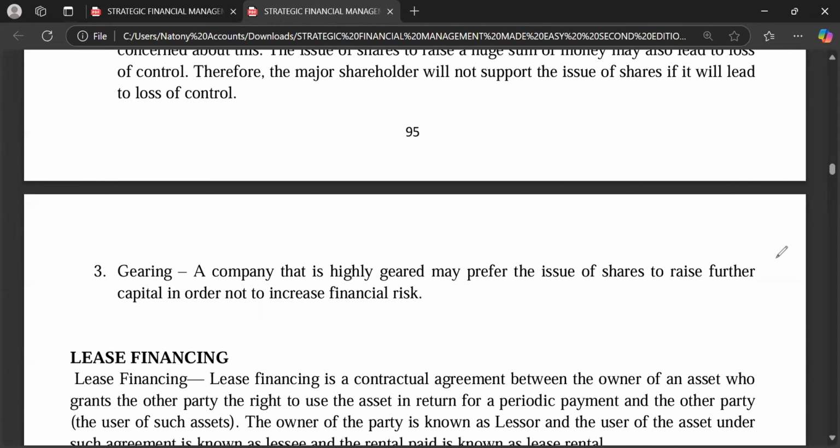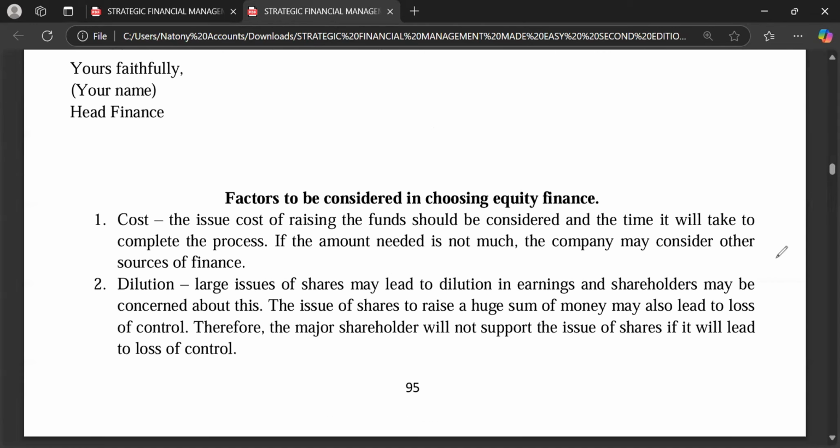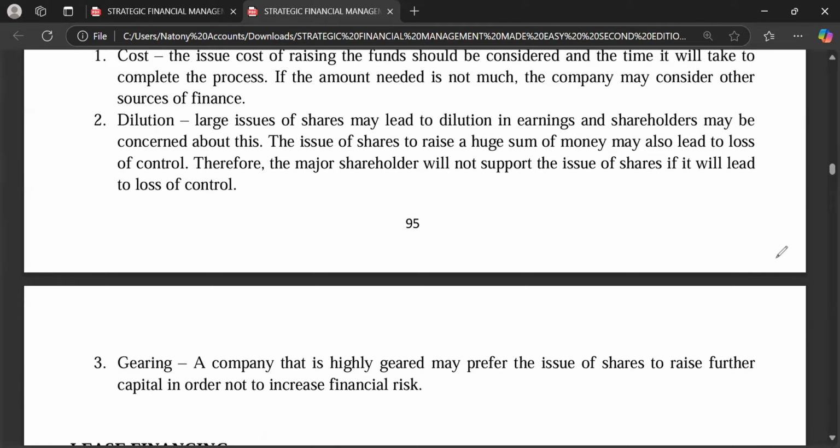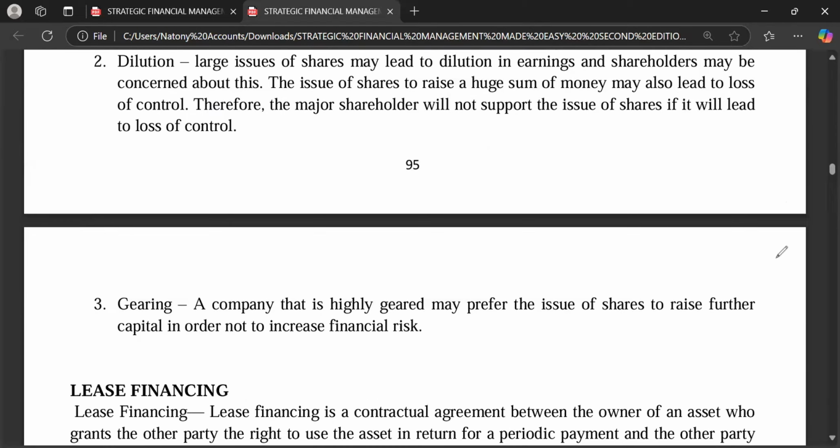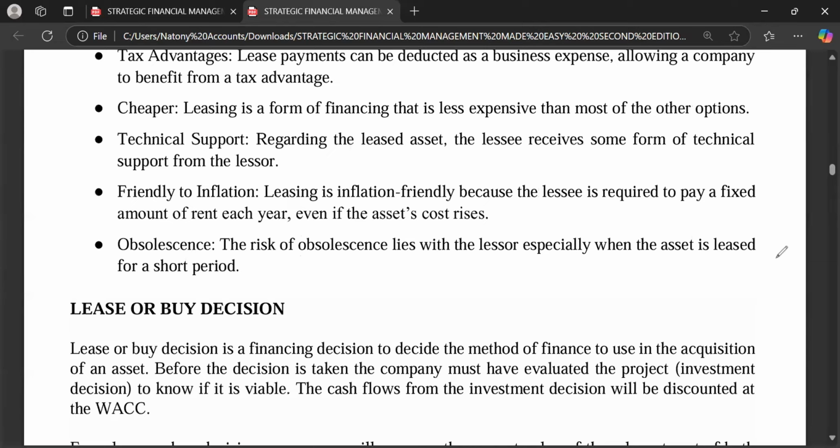What are the things that a company should look at before deciding on the sources of finance? For equity finance, you are looking at the cost of issuing. Shareholders may also be concerned about dilution of shares. And also, if the company is highly geared, the company may decide to use an issue of shares, either a rights issue or an issue to the public. So these are some of the things a company will be looking at while issuing shares.